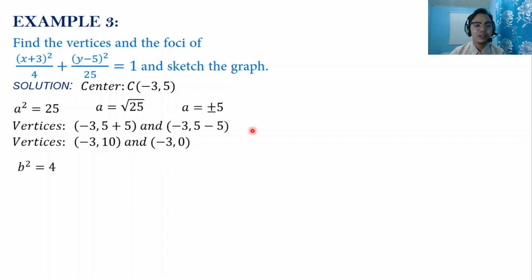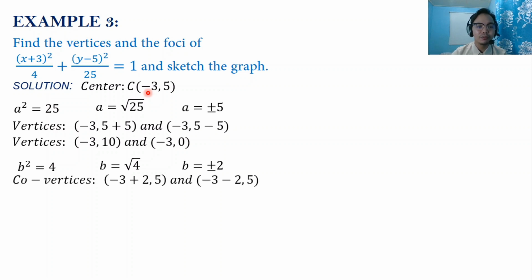For our b, we have b squared equals 4. So we will have b is equal to positive, negative 2. So ano ngayon ang mababago doon sa center natin? Of course, our x coordinate or the abscissa. That will be added and subtracted by 2. So the co-vertices will be -3 plus 2, 5 and negative 3 minus 2, comma 5. So we have the coordinates of the co-vertices of negative 1, 5, and negative 5, positive 5.